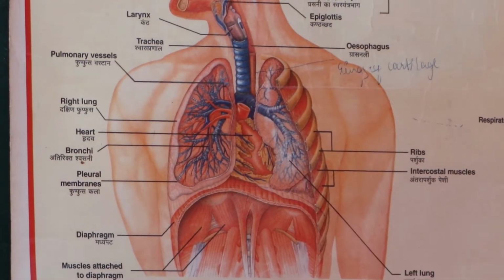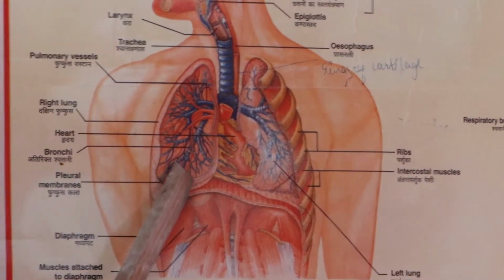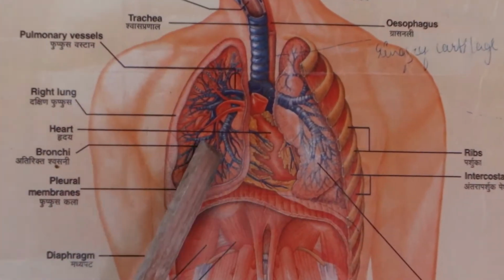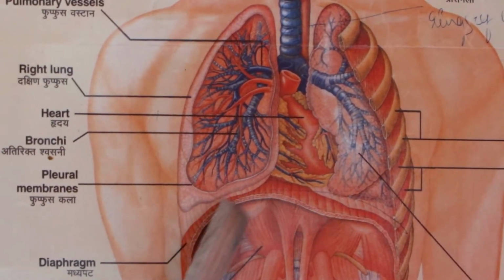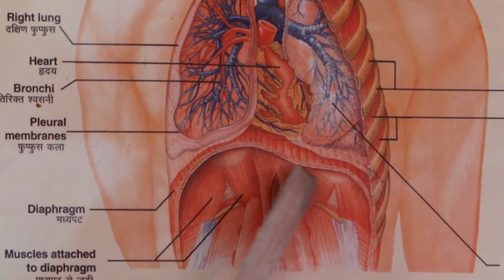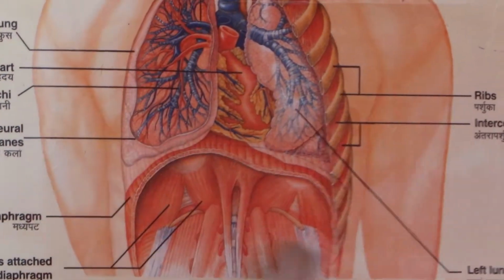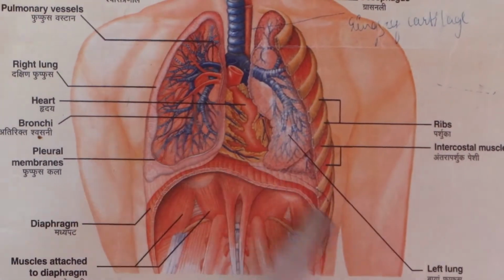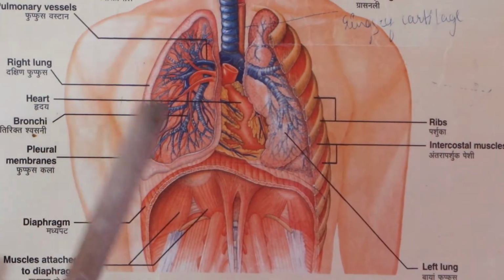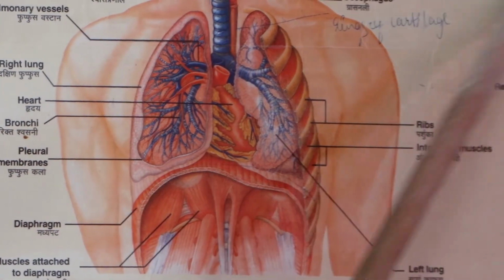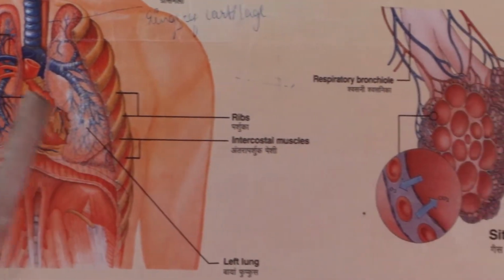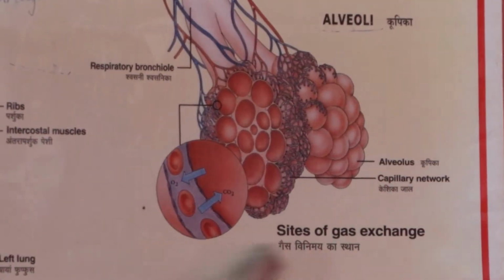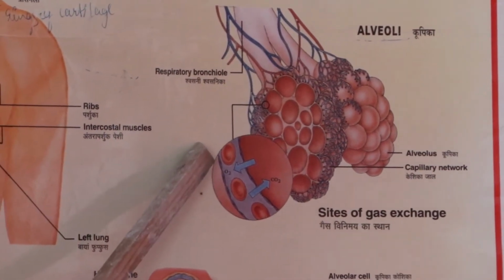Some bronchi are present inside these lungs. This structure is called bronchi. And the diaphragm separates the lungs and the stomach. This is the diaphragm, a layer which separates the lungs and the stomach. And the alveoli: a balloon-like structure present inside these bronchi structures. See children, this portion is called alveoli.